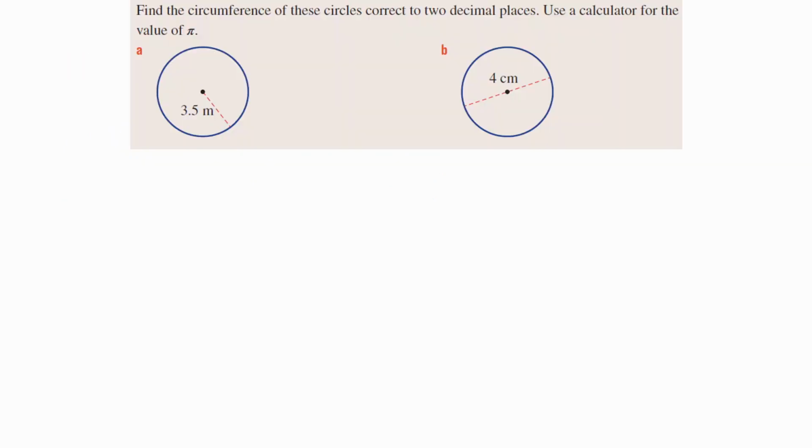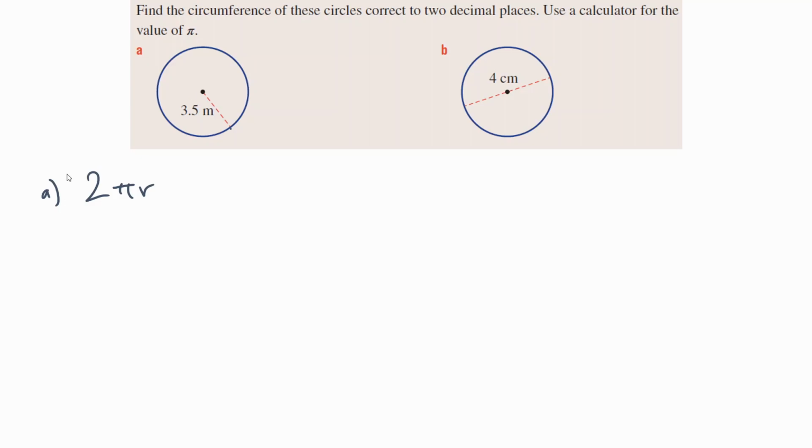Alright, so let's go through a couple of questions. The first one says, find the circumference of these circles correct to 2 decimal places. Use a calculator for the value of pi. So to do this first question on the left, question A, we would use the formula 2 pi r because that is the radius there. We're going from the end of the circle to the center.